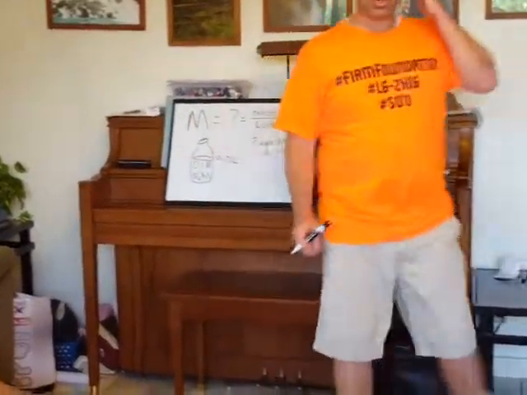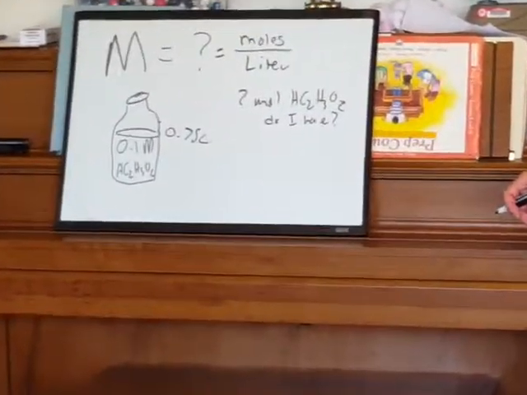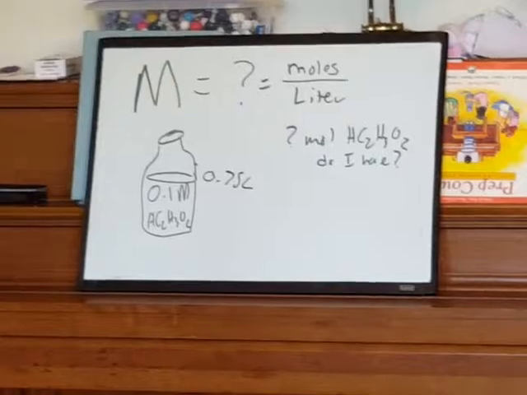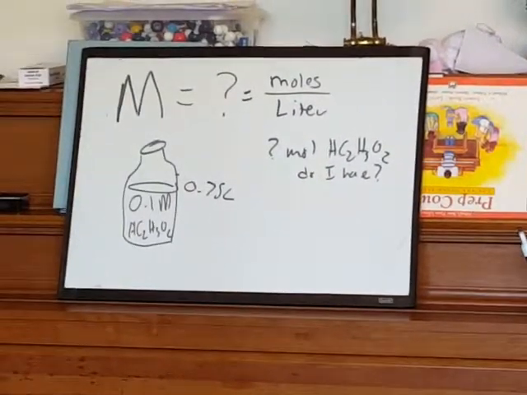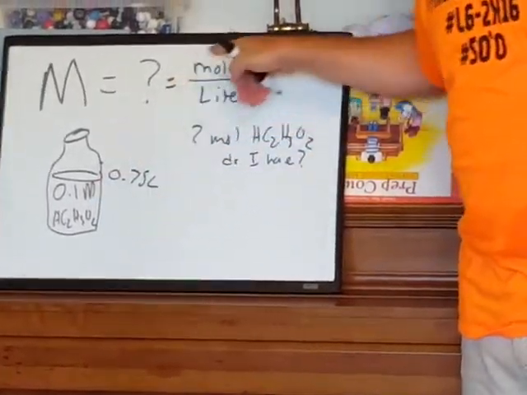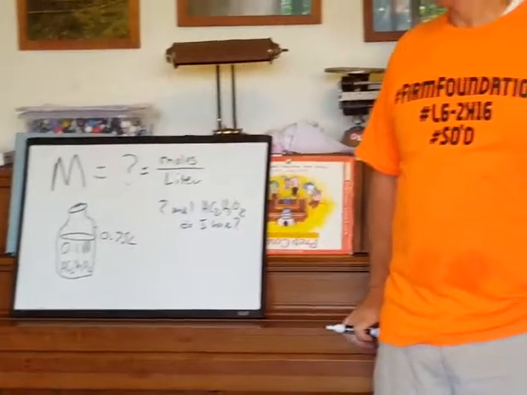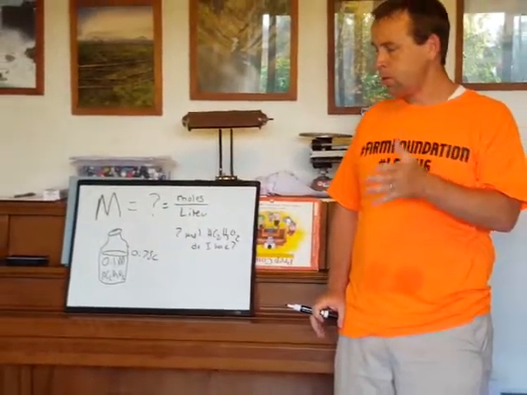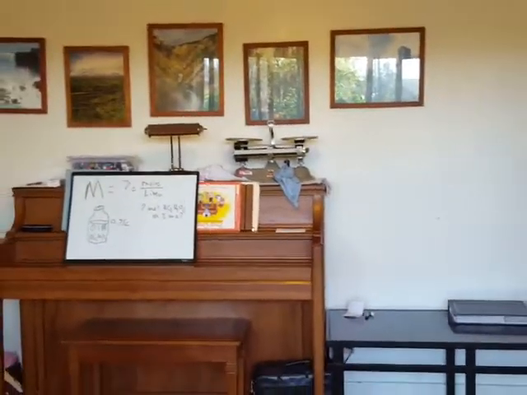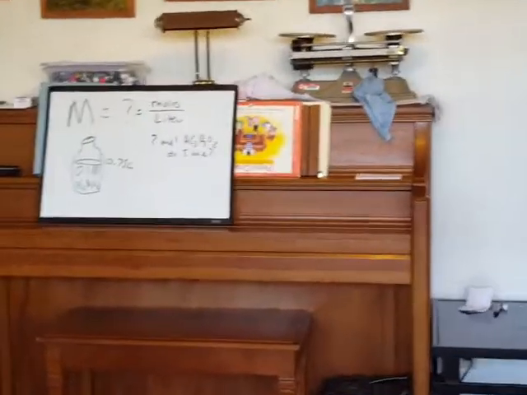Okay, so here's what we would do. Wait. So when it says 0.1 molar, does that mean per liter or for what's in there? Per liter, because big M means moles per liter. That's concentration.